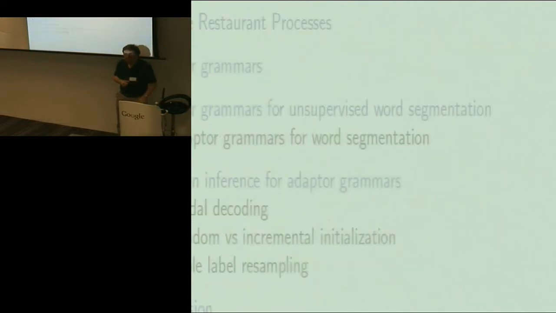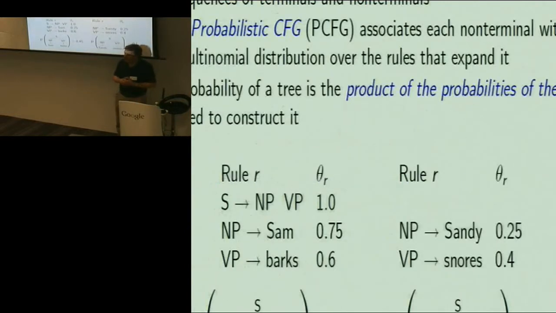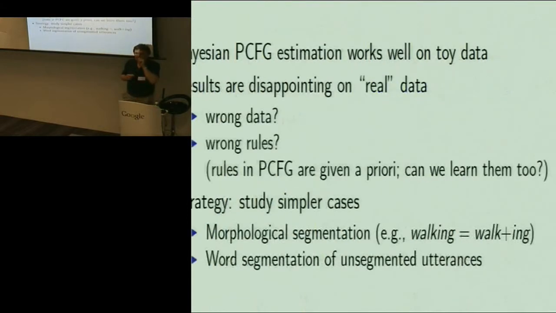Okay, how many people haven't seen context-free grammars before? Everyone's seen them. Basically, they have rules that look like this, and they generate trees that look like this. The probability of a tree is the product of the probabilities of the rules used to build it. Is that relatively clear? We can use them to describe fairly simple models of what's known as phrase structure. Good, so let's go on.